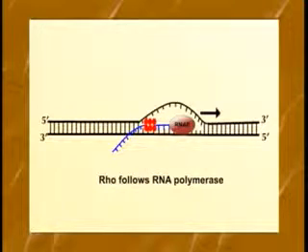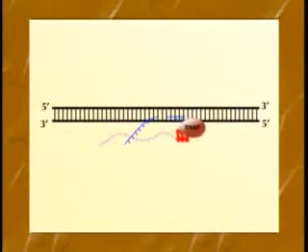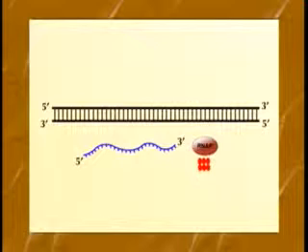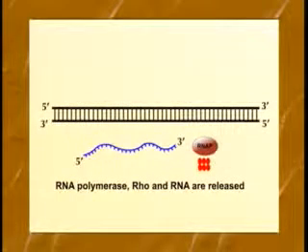How the termination takes place is very important and interesting. When RNA polymerase hits the terminator sequences, it pauses for a short time, and during that time, Rho reaches the RNA polymerase and forces it to fall from the template. Once RNA polymerase is detached, the RNA chain also comes off and transcription terminates.